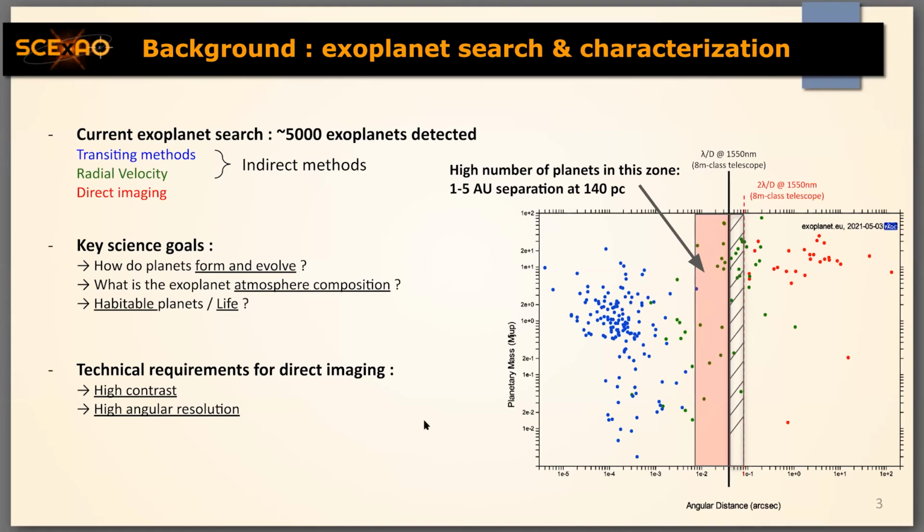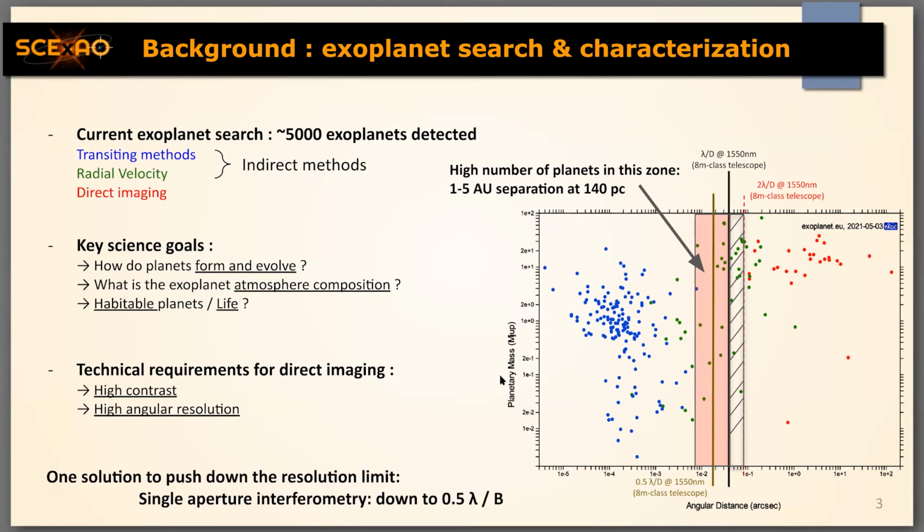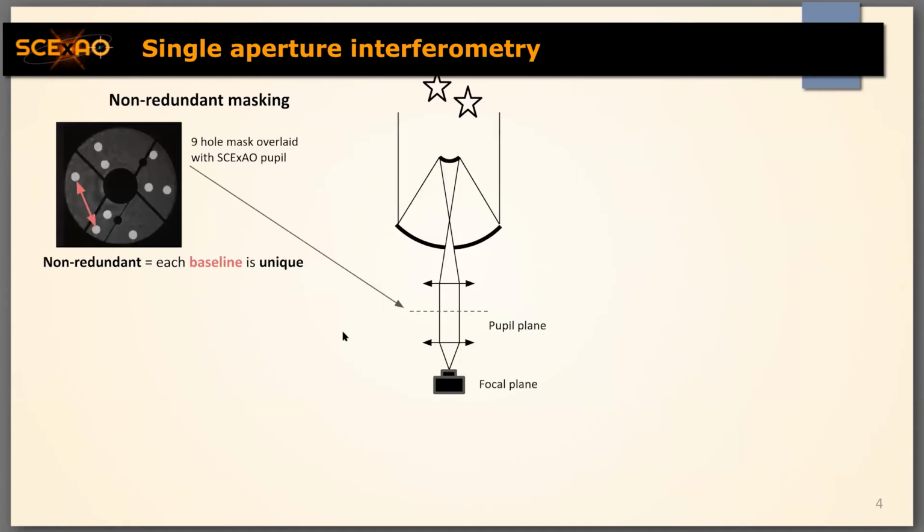And for that, we need high contrast and high resolution. To increase our resolution versus the typical 2-3 lambda over D limit of coronagraphs, one solution is to use single aperture interferometry, which theoretically allows resolution down to half a lambda over the longest baseline of the interferometer. Single aperture interferometry is when we introduce a sparse mask in the aperture of the single telescope. One technique to do this is non-redundant masking, where the baseline between every single hole is unique. This is a 9-hole mask overlaid with the Subaru telescope pupil.